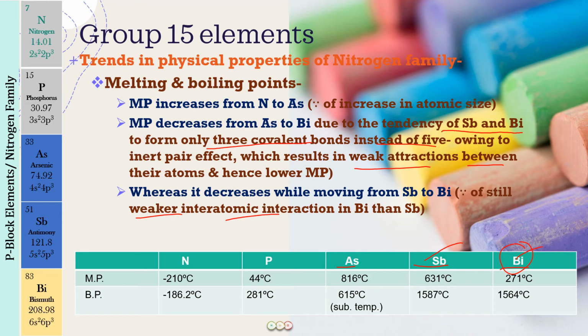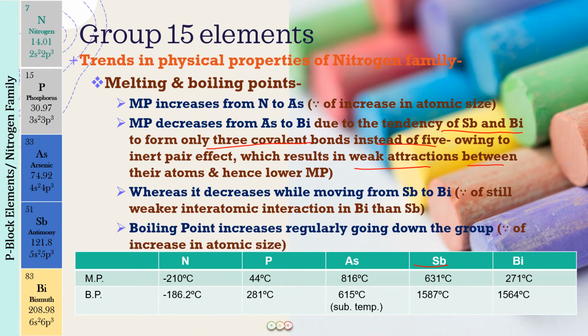Okay, I hope this is very clear to you people, that the trend for the melting points is going to be: from nitrogen to arsenic, the melting points increase, and then they fall from antimony and further to bismuth. So this is what you have to remember. Okay.